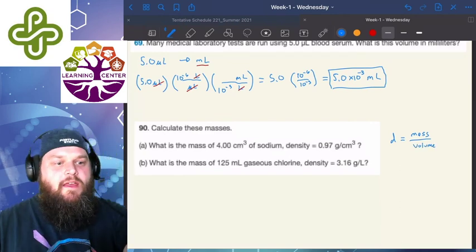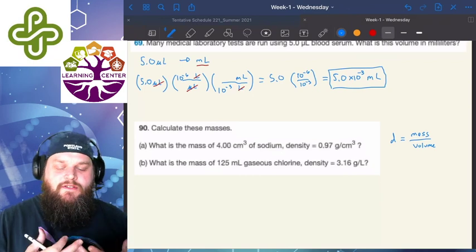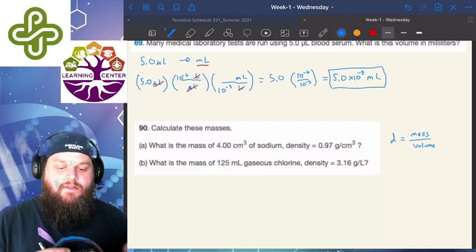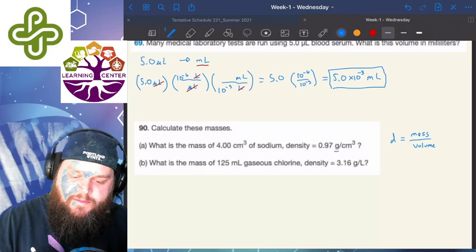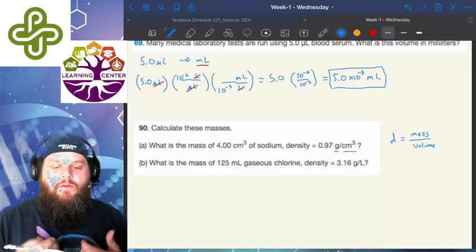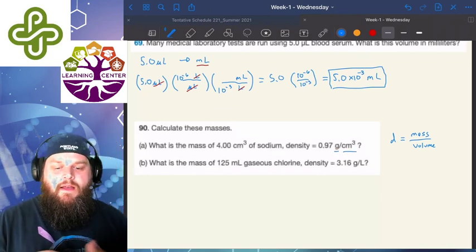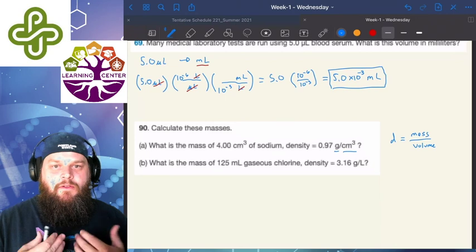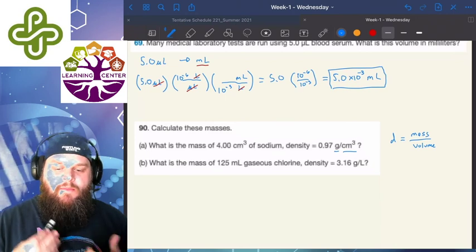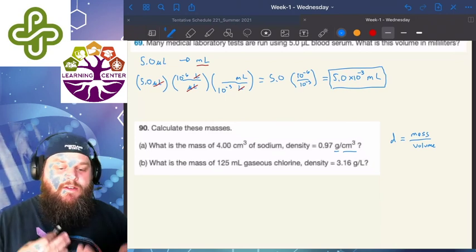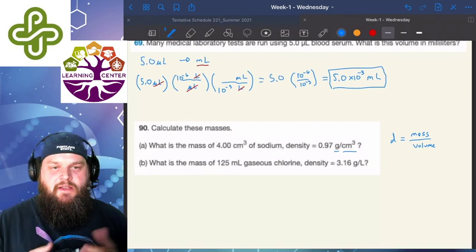And that's a key thing to understand, because whenever we have these units, like grams per centimeter cubed or grams per milliliter, kilograms per liter, stuff like that, they're all going to be units of density, where it's mass divided by volume. And we have to make sure we have the right units for these to get the answer in the units that they want.